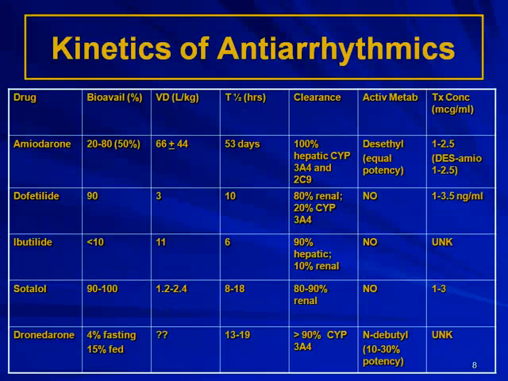Slide 8, these are the kinetics for the class 3 antiarrhythmic drugs, and I think the important thing to recognize here is that we're really looking at a heterogeneous group of drugs. I mean, there's great variability among these agents. They can't easily be classified as we did, for instance, with the class 1C drugs. Amiodarone is probably the most unique.